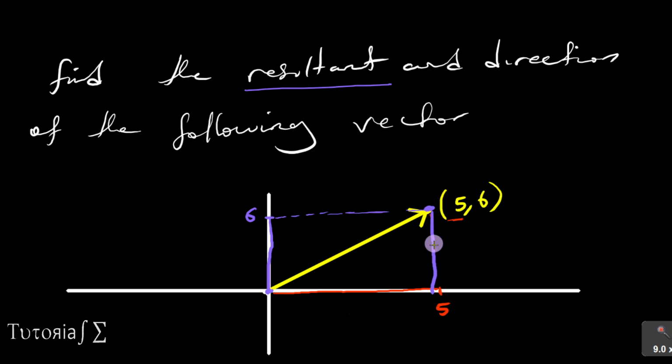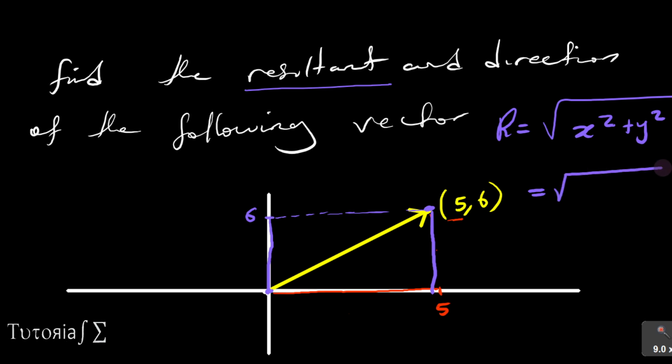Okay, so we have our lengths. So we can simply say the resultant is just the square root of the x part squared plus the y part squared, which will be equal to the square root of the distance of the x, that is 5, so that would be 5 squared.